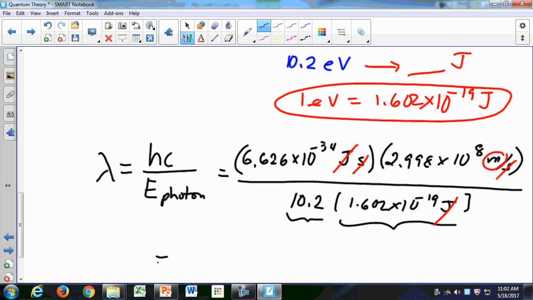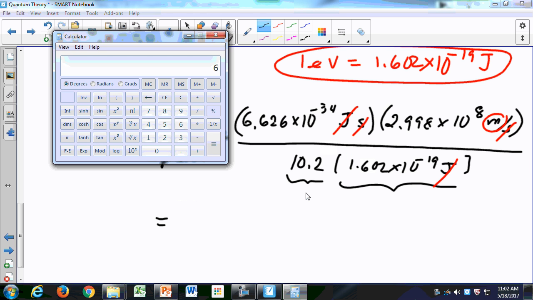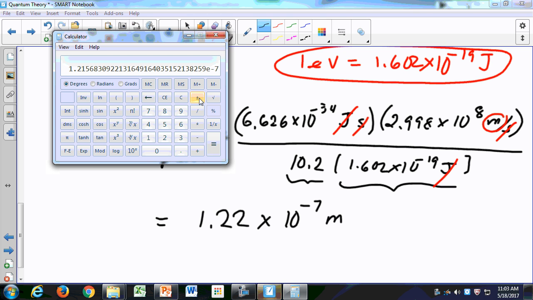So let's plug those numbers in. Bring up a calculator here. 6.626 times 10 to the negative 34 times 2.998 times 10 to the 8th divided by 10.2 divided by 1.602 times 10 to the negative 19. That gives me an answer of 1.215, 3 sig figs, so 1.22 times 10 to the negative 7 meters.